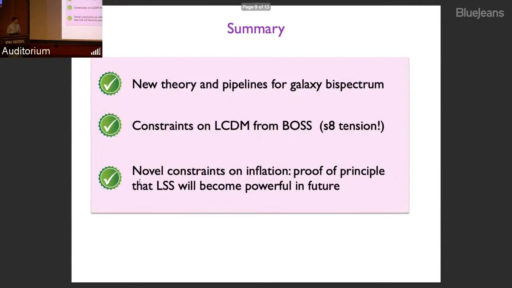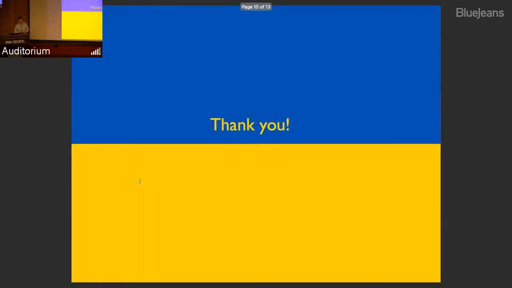All right, so I think that I'm nearly done with my talk. I have presented the new pipelines to estimate and interpret the bispectrum of galaxies from spectroscopic surveys. We have applied this pipeline to the data from the BOSS survey, and we have obtained new constraints on the standard model, lambda CDM. And these constraints still show some tension with respect to Planck, which I think is interesting to explore in the future. And also we have obtained novel constraints on inflation, on the early physics. And I think that this is a proof of principle that such measurements can be done with large-scale structure data. And I hope that in the future, this will be one of the main targets and goals of galaxy surveys, to actually constrain the early universe. So thank you very much for your attention.